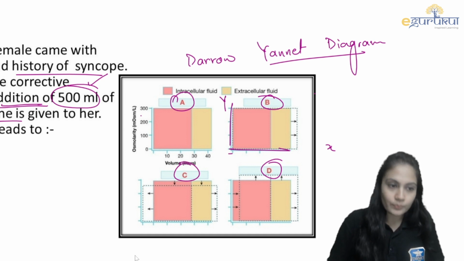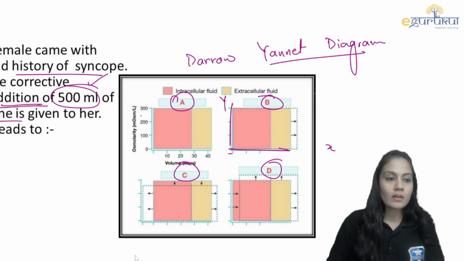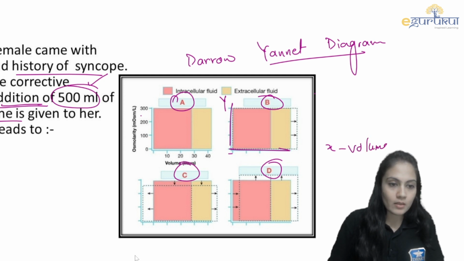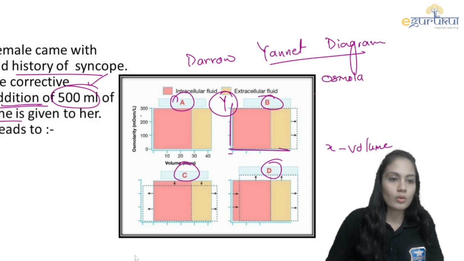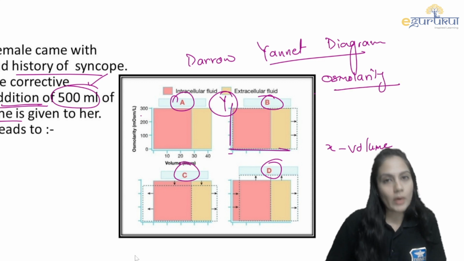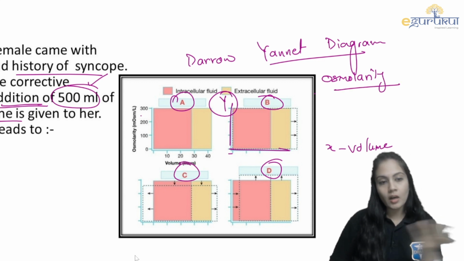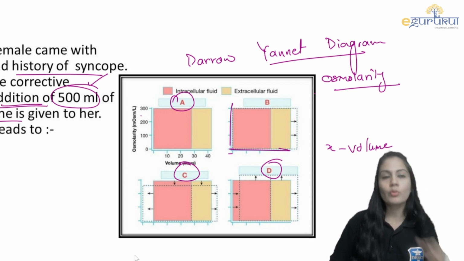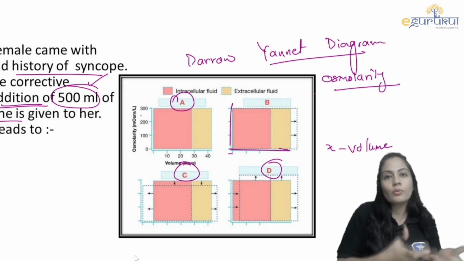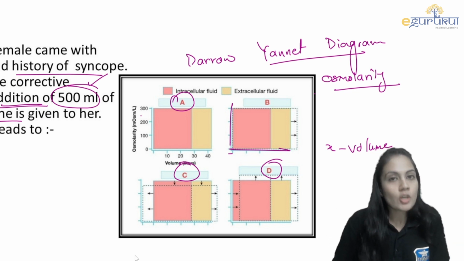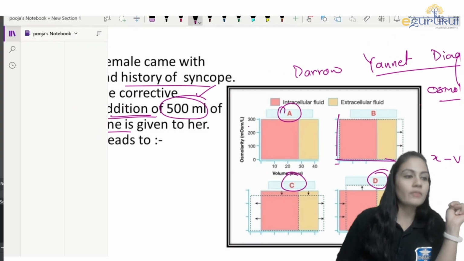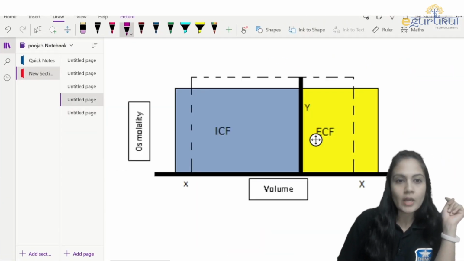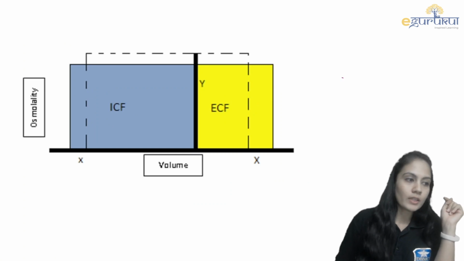On the x-axis, the volume changes are given, and the osmolarity changes are given on the y-axis. So this is just the volume and the osmolarity changes, and you have to check what is going to happen if you give some fluid or if some fluid is lost from the body. Particularly two things you have to keep in mind. First is the volume, second is the osmolarity, whenever we discuss this Darrow-Yannet diagram.